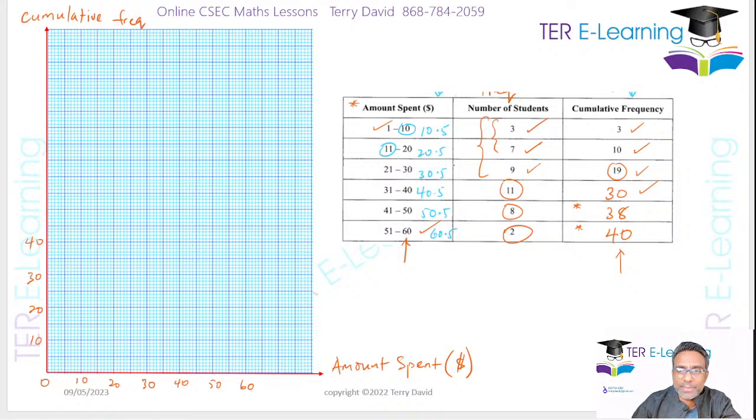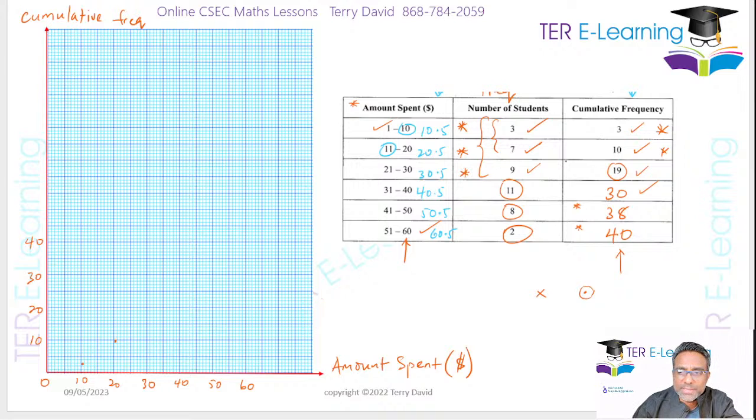So the first point that I'm going to plot here is 10.5 against your cumulative frequency of 3. So 10.5 against 3 is somewhere here. You try to plot as accurately as you can. The second point you're plotting is 20.5 against 10, which is going to be here. When you are plotting your points, you have to use a small x, or you can use a dot with a small circle around it. But I don't want to clutter my diagram, so I'm just going to use a dot.